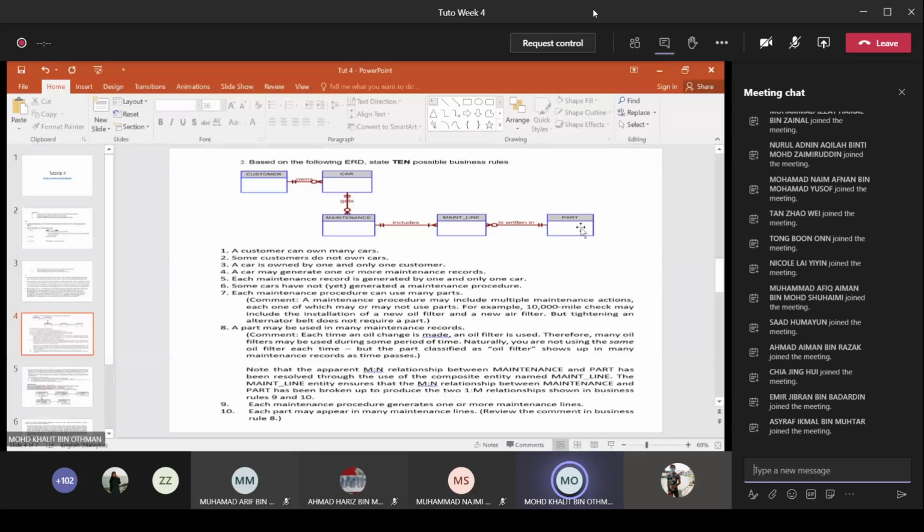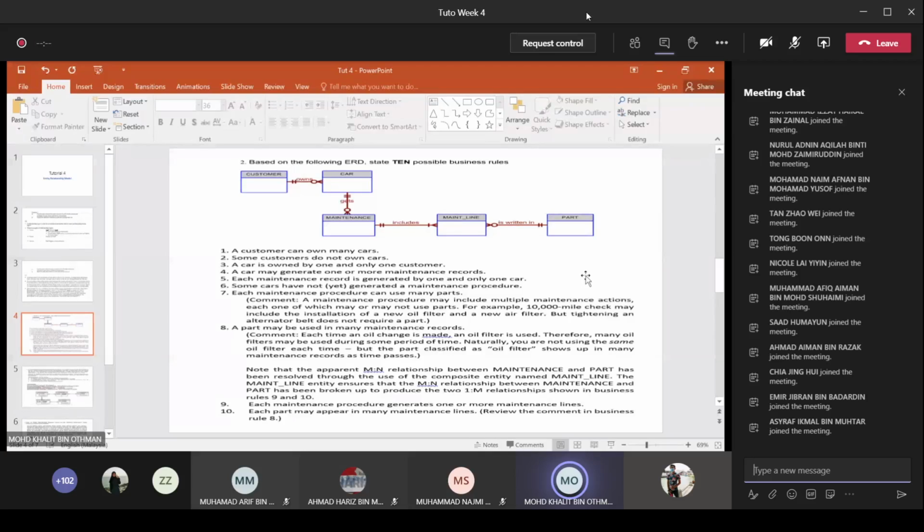Okay, the relationship between part and maintenance line is one to many. And the relationship between maintenance entity and maintenance line is also one to many. And then the relationship between maintenance and part is a many to many relationship.